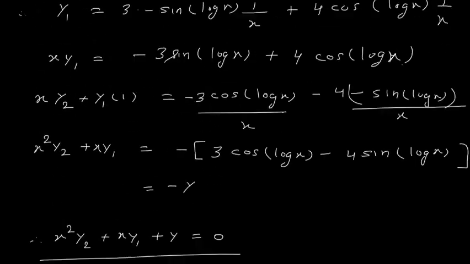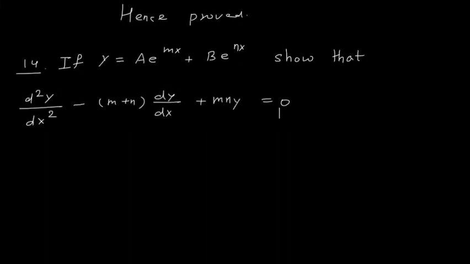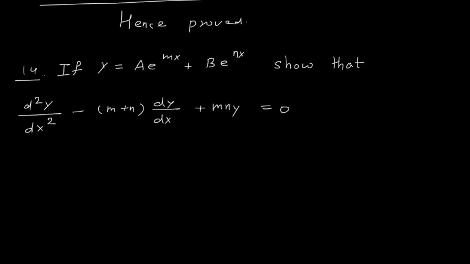Okay, so this is the 13th question. Now let us see the 14th problem. Question number 14. Now this 14th question is, if y is equal to a e power mx plus b e power nx, then we have to show that d square y upon dx square minus (m plus n) dy upon dx plus mn y is equal to 0.